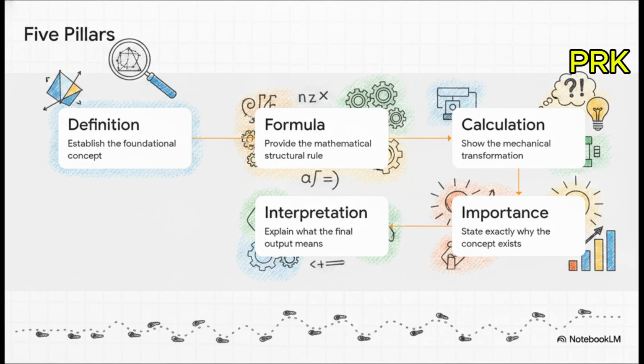And here's the kicker. According to the framework, you really can't just skip around. You can't start with why it's important before actually defining what it is. And there's no way you should show a calculation without the underlying formula. It's this rigid 5-step cognitive journey.